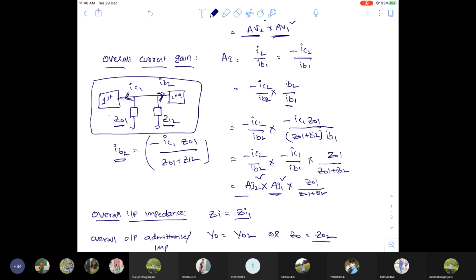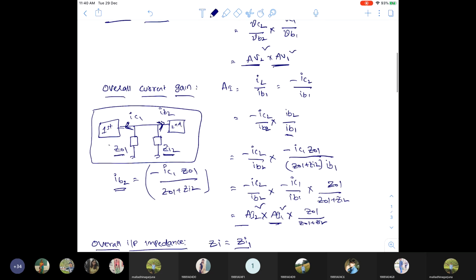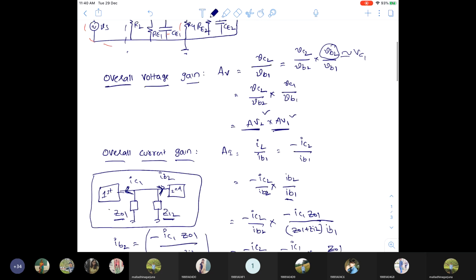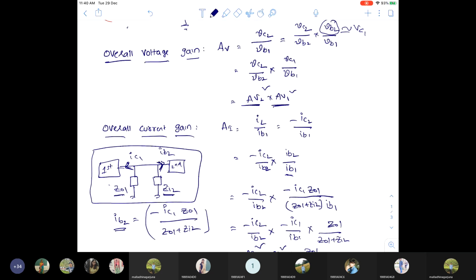Zi2 is the input resistance of the second stage. Whereas for the same circuit, the overall current gain and voltage gain differ. Voltage gain and when two resistors are in parallel, the voltage will be the same. So VC1 and VB2 are the same, because when they are in shunt, in parallel, the voltage will be constant.